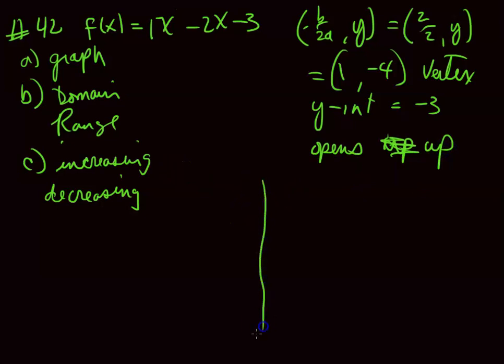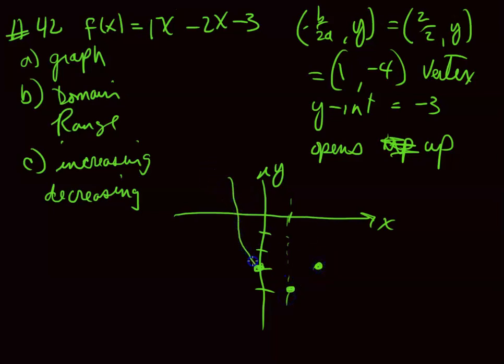So, 1, negative 4 in the fourth quadrant. Opens up. The y-intercept is a negative 3, so because of the axis of symmetry, there's a point here also. Okay, so there's the graph.